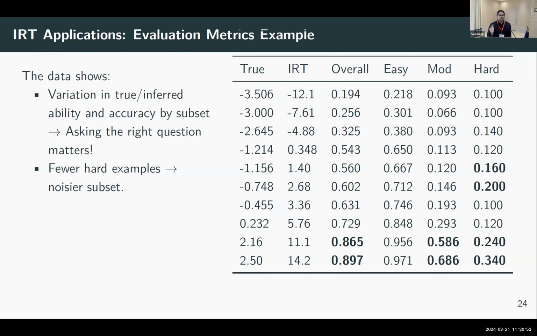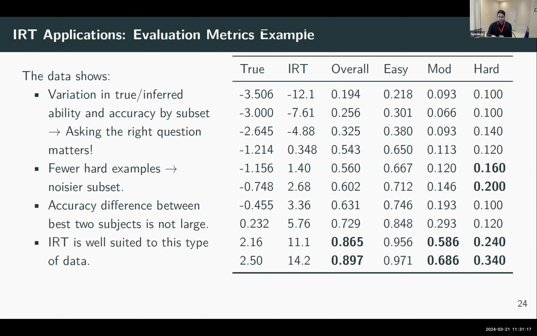So that's one of the reasons that we think IRT is useful in that particular domain, because we can explicitly model the noise, and having a discrimination parameter or feasibility parameter gives us room to incorporate this extra piece of information. And the accuracy differences here are not that big, which is not dissimilar from how leaderboards are set up either.